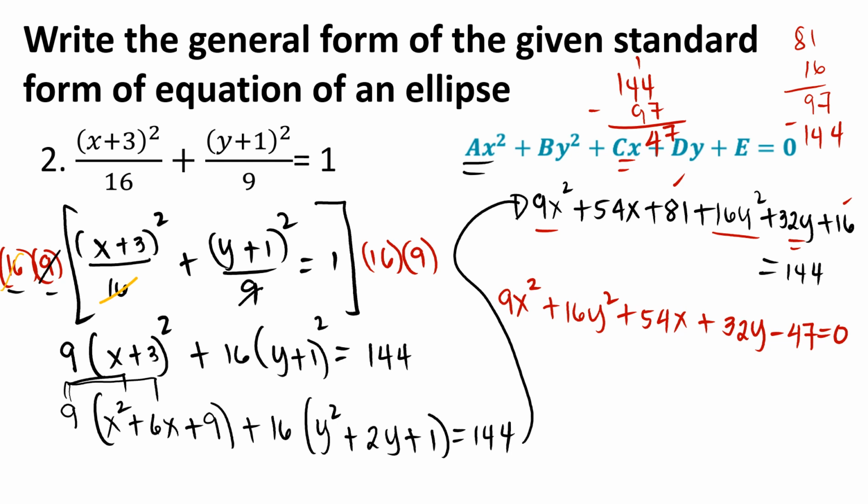So we have the ax squared, 9x squared, by squared will be 16y squared. Its equivalent will be the cx, which is 54x, and then plus 32y minus the constant. So therefore, this is our general form of the given standard form of an ellipse.